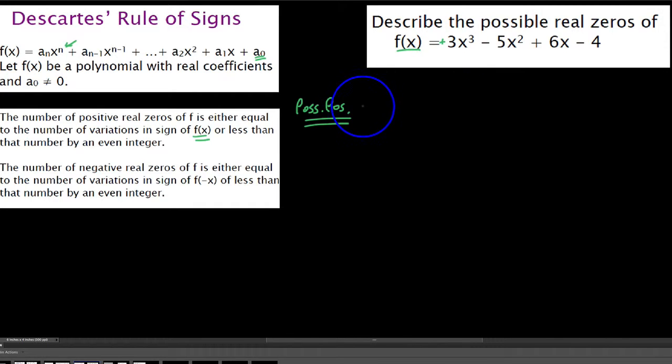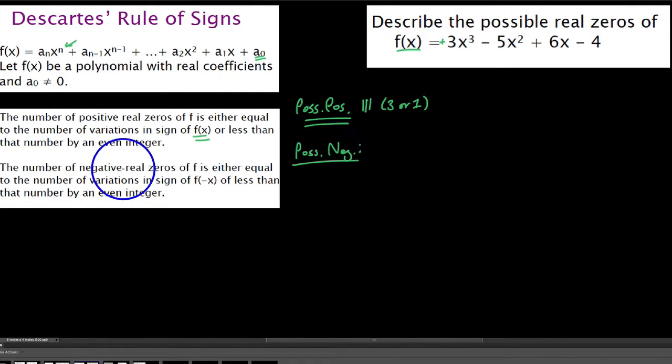So in terms of possible positive zeros, we would say it's equal to the number of variations in sign. We start off as a positive term here. It goes from being positive to being negative, so that would be counted as one variation right there. Then it goes from negative 5x squared to positive 6x, so negative to positive, there's another variation. And then from positive to negative, there's another variation. So in other words, we have 3 possible positive real zeros. Or it says less than that number by an even integer. So going down by 2's, if not 3 positive, then it could potentially have 1. So 3 or 1.